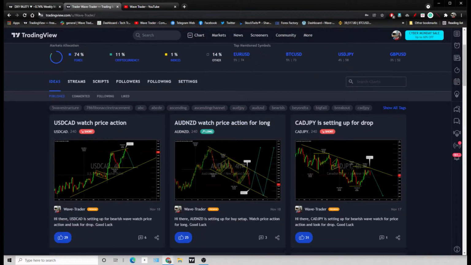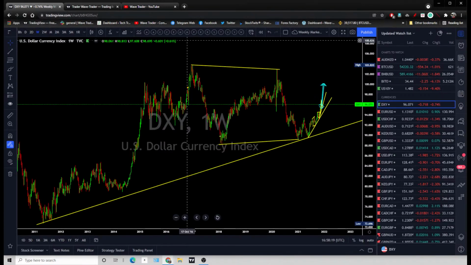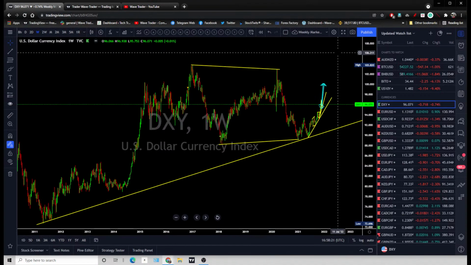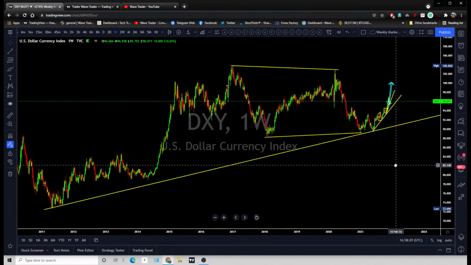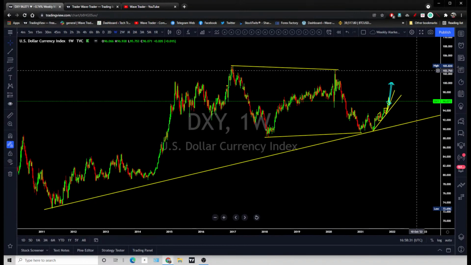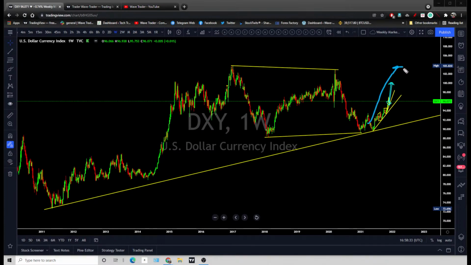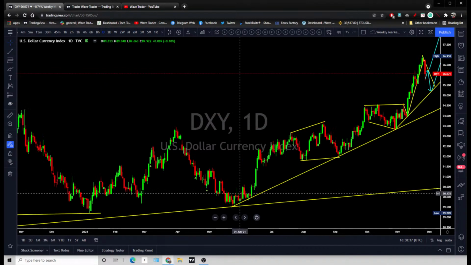All right, now let's move on to the charts for setups and updates. First of all, the dollar index, nothing new. As shown last week, this expanding triangle formation should continue to push higher. We saw some push up last week.